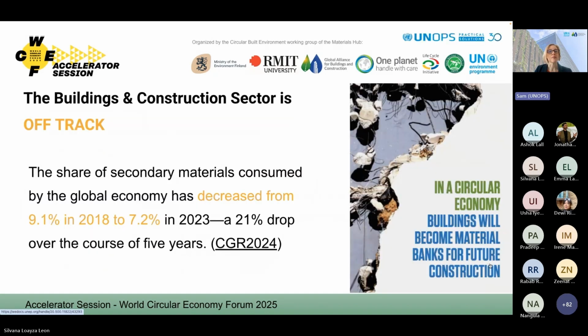Next slide. I want to talk to you about the circularity framework that we have been working on. Basically, the background to this is that the buildings and construction sector is off track. The share of secondary materials consumed by the global economy has actually decreased from 9.1% in 2018 to 7.2% in 2023. So this is definitely not the direction that we should be heading in. And we really want to be looking towards a time when buildings will become material banks for future construction.